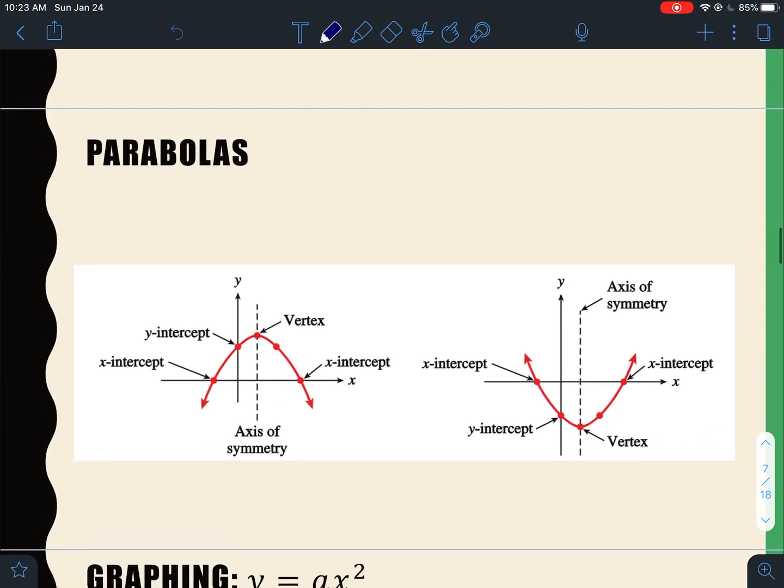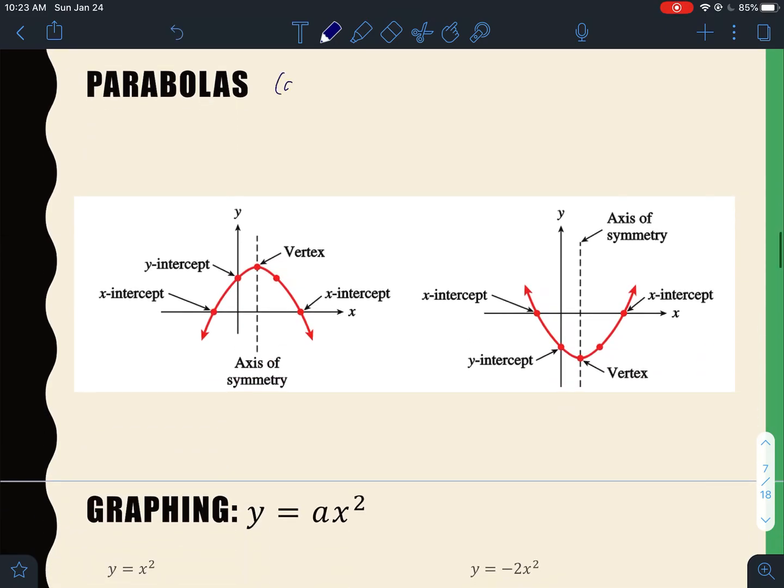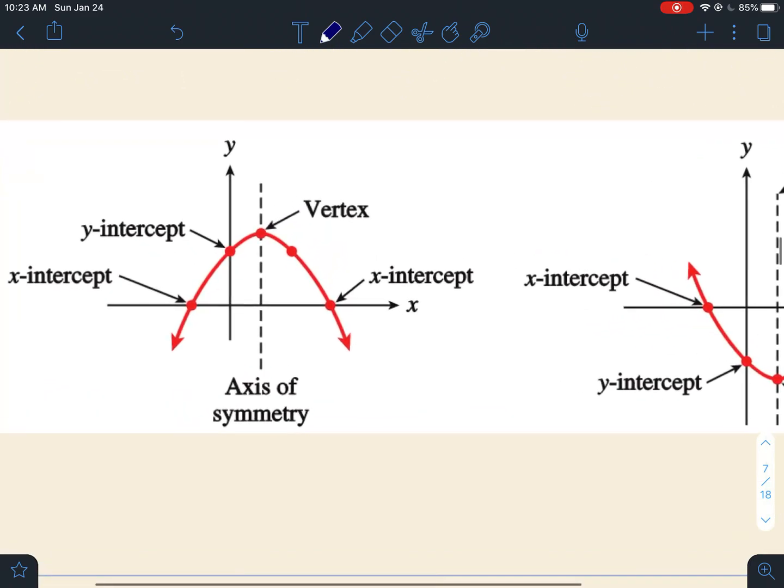All right, so parabolas. Parabolas are going to be the graphs of quadratic equations or quadratic functions. So again, if you have a degree of 2, then the graph of your equation is going to make a parabola. It's either going to make a parabola that opens up or one that opens down. Notice we have some key features of parabolas. They kind of make U shapes, and you've got some key features.